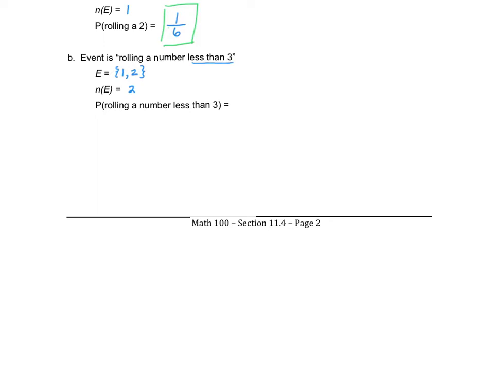So the probability of rolling a number less than 3 is a fraction. Denominator is everything that can happen. Top is your event. So 2/6. Out of the 6 possibilities, there's 2 ways to get a number less than 3. I would not leave my answer that way because I can reduce this to 1/3. So don't forget to reduce your fractions.